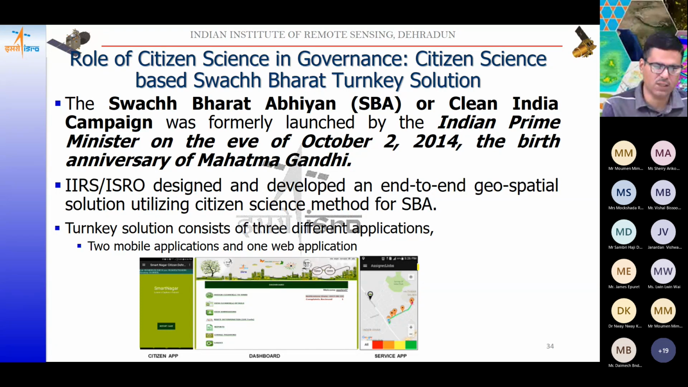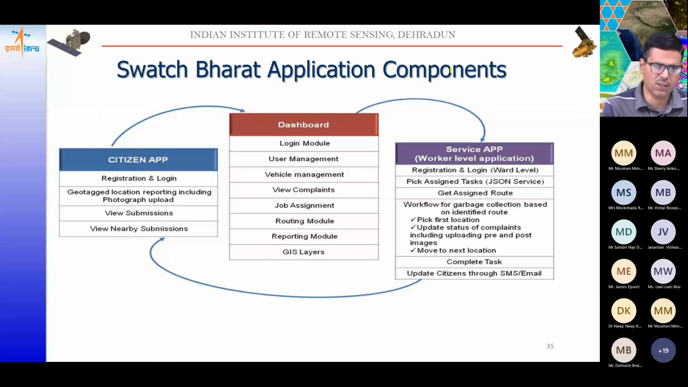Now, to assist this end-to-end collection of garbage and also for the Clean India campaign, we designed a solution utilizing citizen science. Herein there were two mobile apps created. One we call a citizen app, which you can see on the left-hand side, and second, for the cleaner, called the service app, and third was a dashboard, which is a web application wherein the management, reporting and visualization could be done at a centralized location. So the solution consists of three applications: two mobile apps, one for the citizens to report about the garbage, one for the cleaner to assist in the cleaning operation, and third a dashboard primarily for the municipal officer who can monitor, assign jobs, track jobs, and do reporting and other features. So these are the basic components.